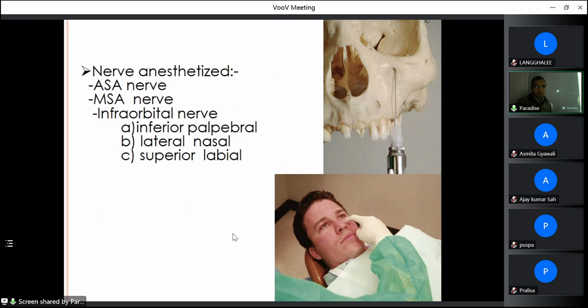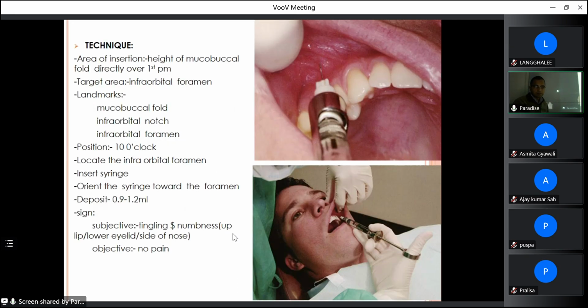So the objective symptoms are numbness over the upper lip, lateral part of the nose, as well as the lower eyelid, because it also simultaneously blocks the superior labial branch, lateral nasal branch, and inferior palpebral branch. These are the terminal branches of the infraorbital nerve. So you have to approach through the first premolar tooth.